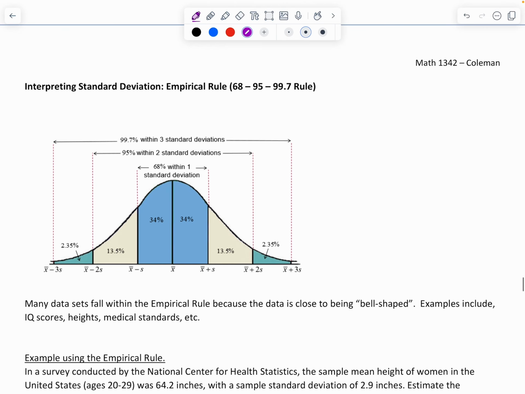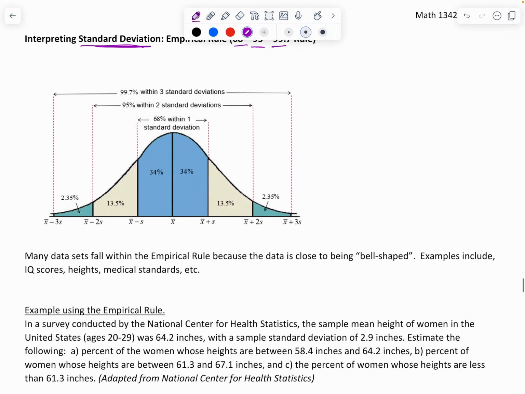So what we're going to use in statistics in a lot of cases, like I said, standard deviation is the thing we're going to focus on a lot for the rest of the chapter. And we're going to talk about the empirical rule, which is 68, 95, and 99.7. This says many data sets fall within the empirical rule because the data is close to being bell-shaped. And that's why this curve is called a bell-shaped curve.